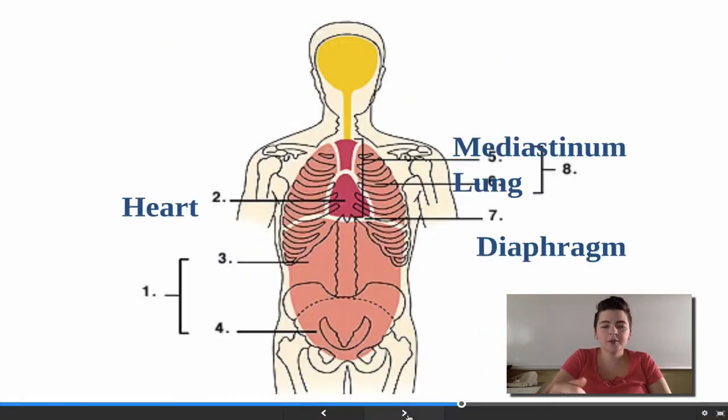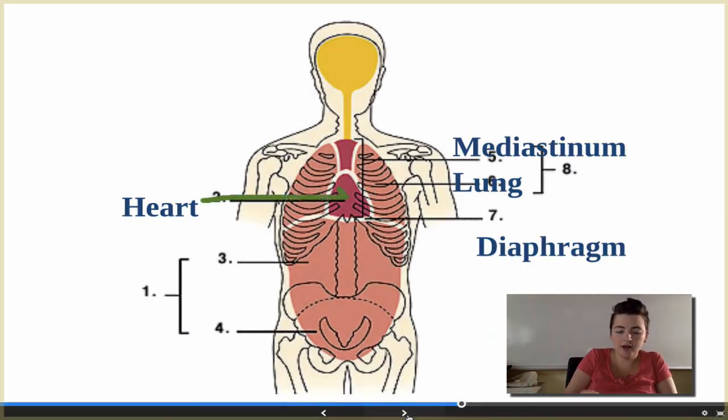Looking at this picture, we have some cavities. A couple of organs here. We have the heart. The heart is number 2. We have the lungs, which is number 6. And this portion here in the middle is called the mediastinum. The mediastinum contains the heart. We have the diaphragm. Diaphragm is number 7. The diaphragm is the muscle that is at the bottom of that cavity, separating the top from the bottom cavity. So it is separating 8 from number 1. 8 is the thoracic cavity.